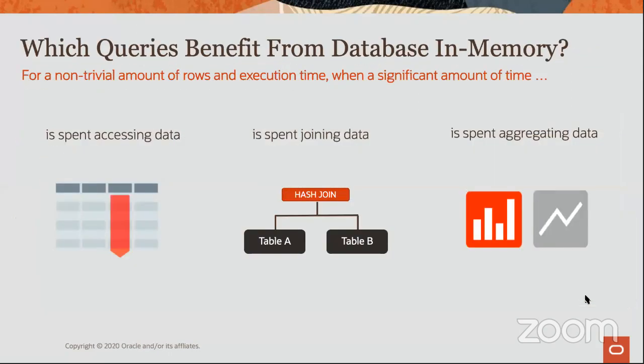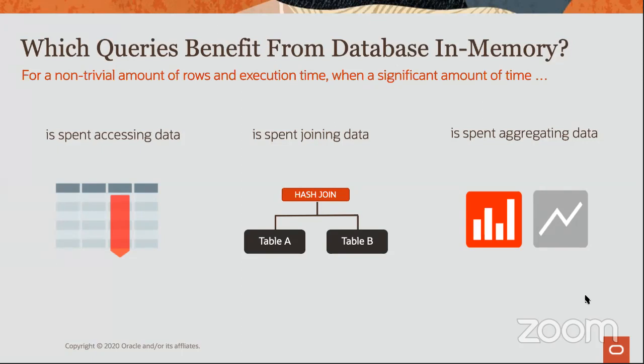Database In-Memory is going to benefit scans, columnar scans, pushing predicates into those columnar scans, hash joins, and group by aggregations. That's what Database In-Memory speeds up: access of data within the database.